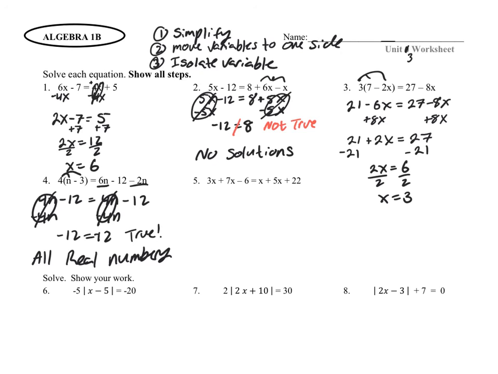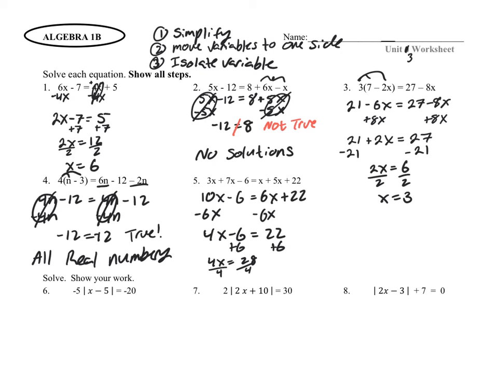So we need to combine like terms, it looks like, on both sides. 3x plus 7x is 10x, and then we have that minus 6. x plus 5x is 6x. I'm going to group all my x's onto the left-hand side here. So I'm going to subtract 6x from both sides. That gives me 4x minus 6 equals 22. Add 6 to both sides. Get 4x equals 28. And then divide both sides by 4 to end up with x equals 7.